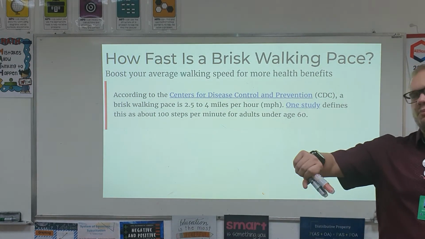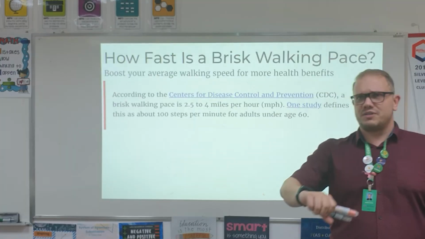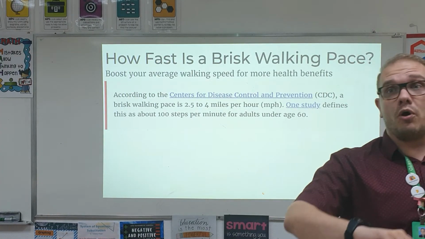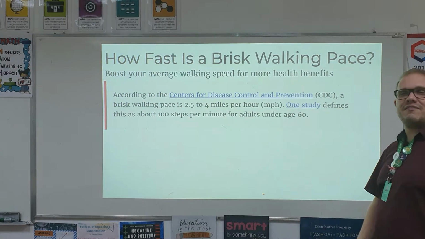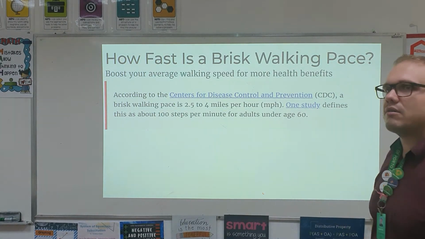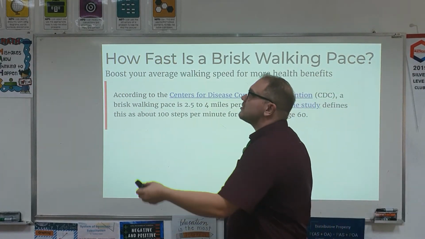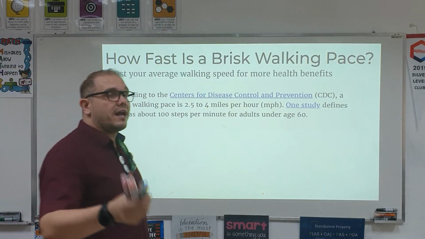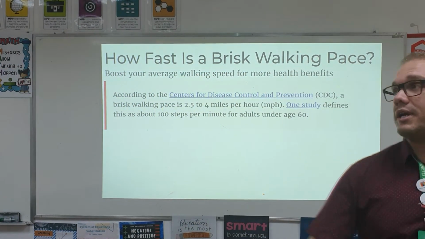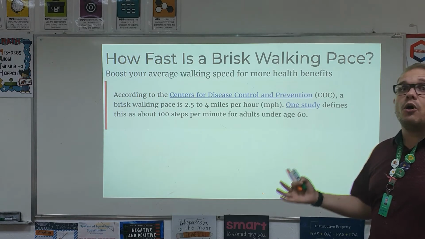If you have your smartwatch, you probably have seen it saying you're walking at a brisk walking pace. Well, boost your average walking speed for more health benefits. It's important not to just walk looking around the shopping windows and so on. If you want to get healthy, you need to walk at a brisk walking pace. But what is a brisk walking pace?